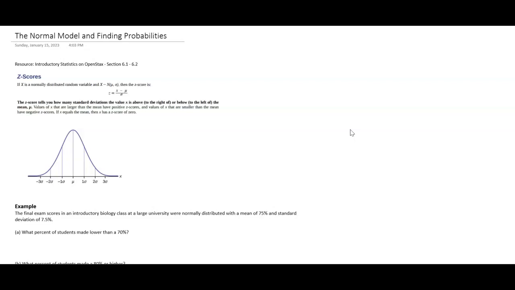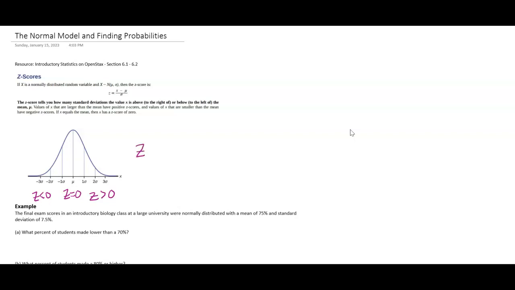So remember that a z-score of 0 is here at the mean. And if z-scores are positive, we're on the right-hand side of our distribution. If z-scores are negative, then we are on the left-hand side of the distribution. And your z-score tells you your relative placement to the mean based on the number of standard deviations.